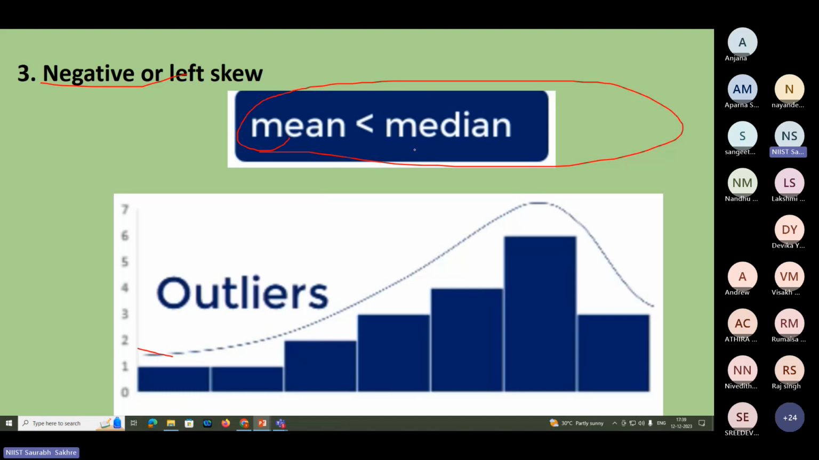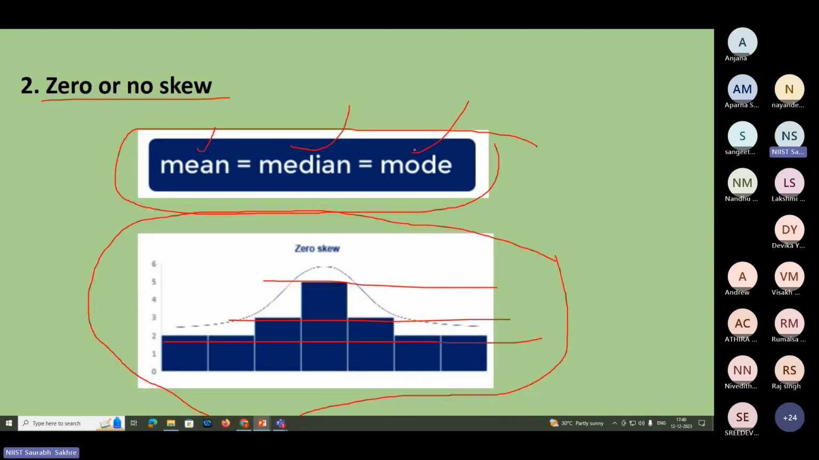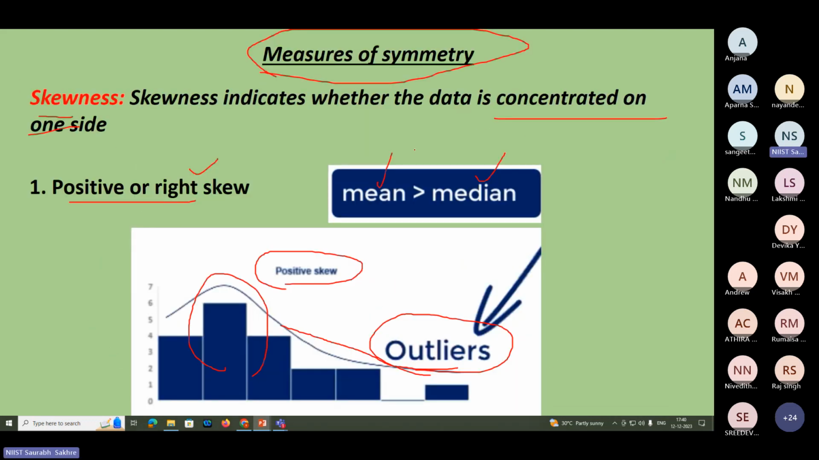So this you will only come to know after plotting the histogram. There are some formulas also for measuring symmetry, but in my experience, it is not required that much. That's why I follow only the histogram part, and I'm also recommending you to follow the histogram part. Now, this was about measures of symmetry.